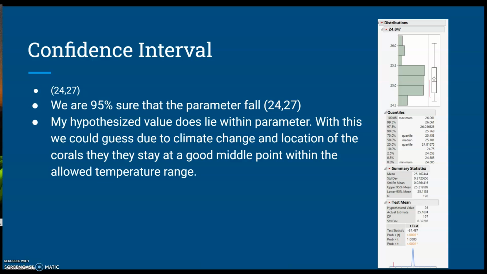So next we're looking at our confidence levels. As you can see, the interval was 24 to 27, and from that we can say that we are 95% sure that the parameter would fall between those values. And then you can see my hypothesis value does actually lie within that interval. With this, you could guess it's due to climate change, or the location of the corals, since they're staying in a good middle point within the allowed temperature range, to where they really thrive.